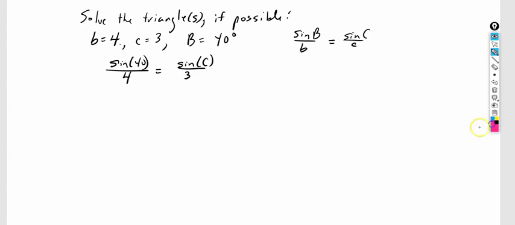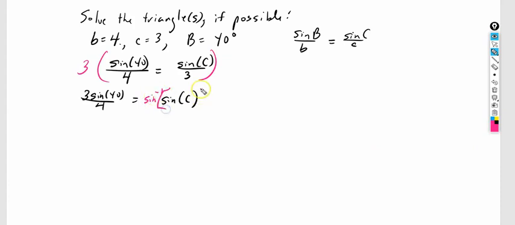So I'm going to multiply both sides by 3. So multiply everything by 3. And this side is going to be 3 times sine of 40 all over 4. And here the 3's will cancel, and I'm just going to be left with sine of C. Now my goal is to find C, so I'm going to take the inverse sine of both sides.